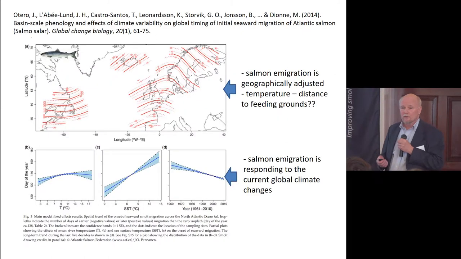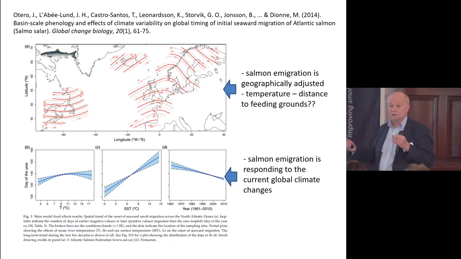We also know that if you look at it on a broad geographical scale, the temperature is associated with the arrival of smolts at the mouth and entry into the sea. So again, temperature is quite important. What we are also finding is that the timing of entry to the sea is changing with climate change. But are all populations responding in the same way? Or are all smolts exactly the same, and they all respond exactly the same to temperature?